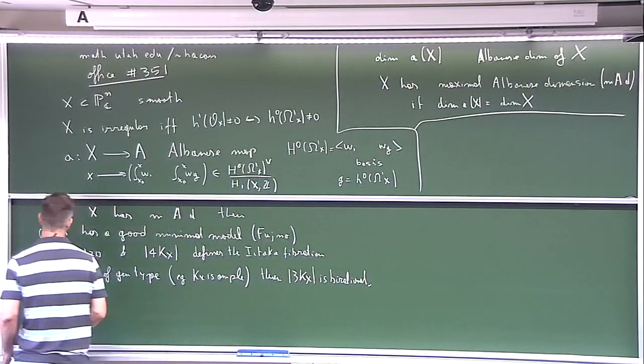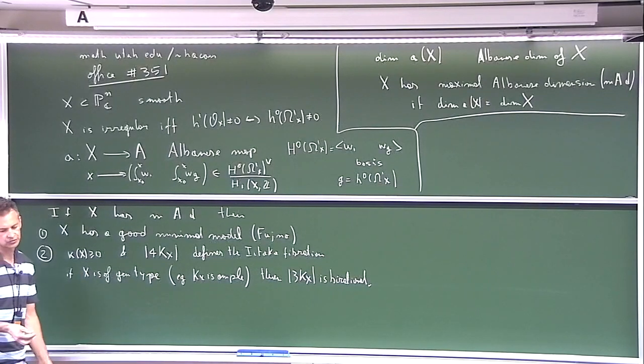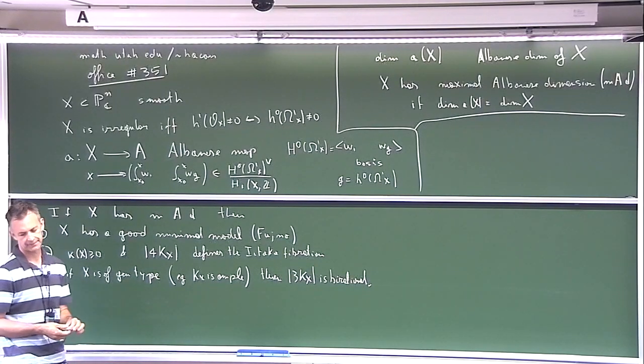So you can't expect their geometry to be as simple as the geometry of curves, but it's maybe as simple as the geometry of surfaces, right? Because for surfaces, you have a fixed, pretty small multiple of the canonical line bundle that gives you the Iitaka fibration, or when it's of general type, it gives you a birational map.